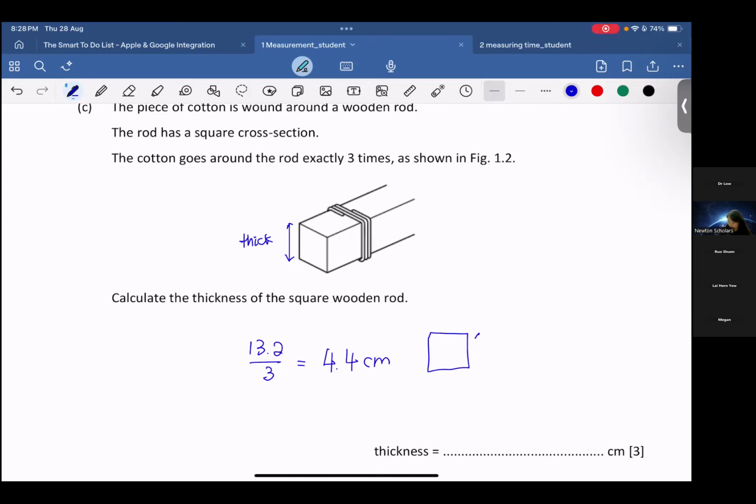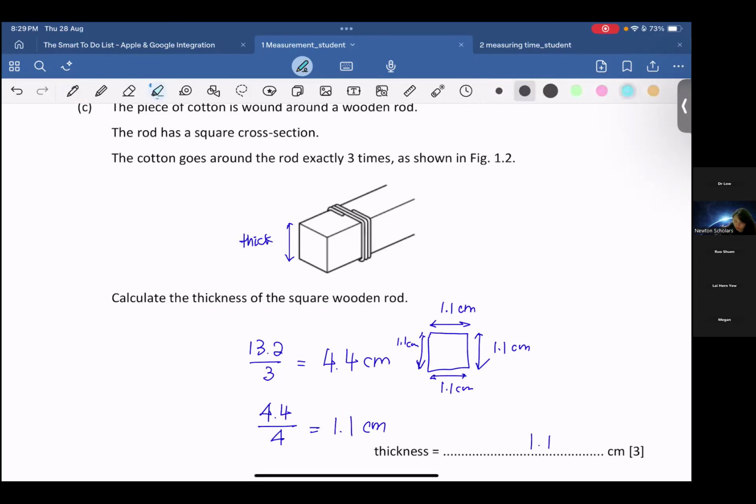So if I want this thickness, 4.4 cm, I should divide it by 4. So I will get 1.1 cm. So this one is 1.1 cm, this one is 1.1 cm, here is 1.1 cm, and this one also 1.1. Why do I know? Because just now they mentioned this is a square, so the sides will be the same. So this one no problem.